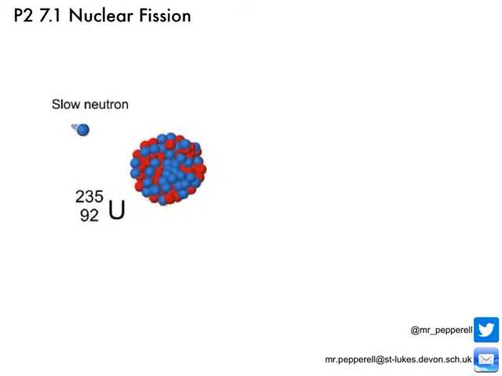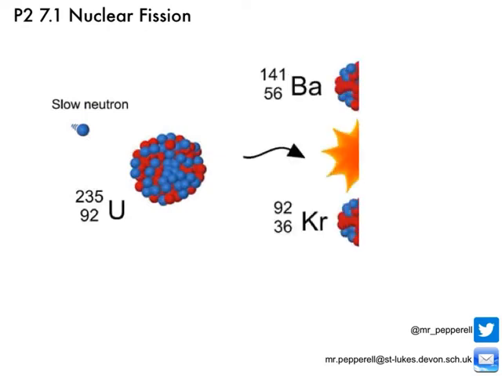We give it this little nudge by firing at it and bombarding it with a low energy, slow moving neutron. This is actually called a thermal neutron. When this thermal neutron hits the nucleus, it makes the nucleus very unstable, and that nucleus then splits into two smaller nuclei. In the case of our uranium, it's going to split into two smaller nuclei, firstly barium and secondly krypton.